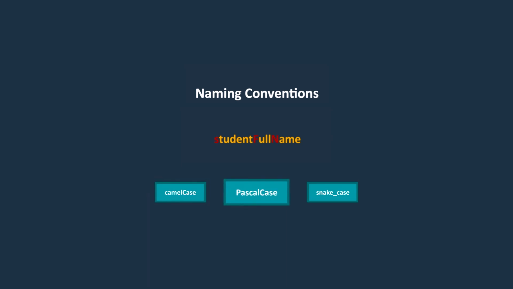Pascal case is similar to camel case, except that the first letter of the first word is uppercase too, as you can see here. The last one is snake case. This one separates each word with an underscore character, and all letters of all words should be lowercase, like this example. Also, there is another version of the snake case. In this version, all letters of all words should be uppercase. This version is also known as screaming snake case.